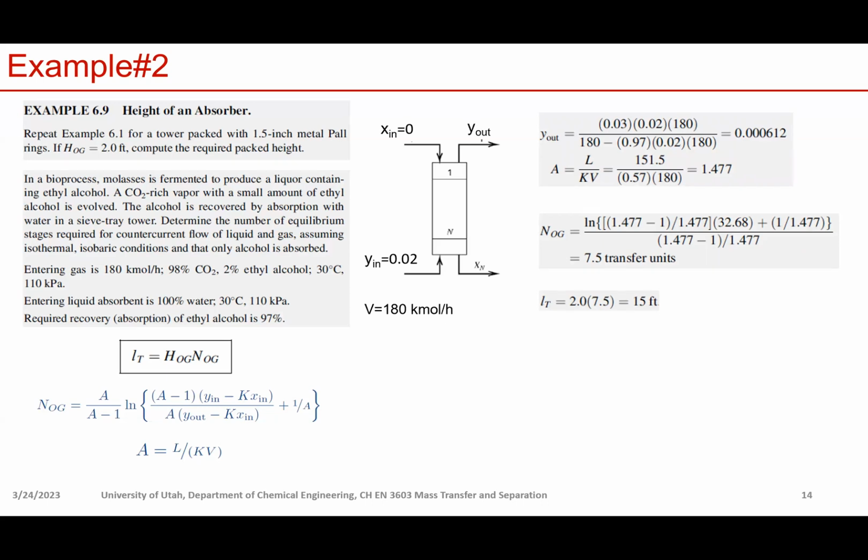Compute Y out, then you can compute A based on L, K, and V. Then you can compute NOG, and it turns out you need 7.5 transfer units. Then you can compute the total packed height by multiplying the 7.5 transfer units with the HOG, which is 2.0 feet for this case. That gives you 15 feet of total packed height.